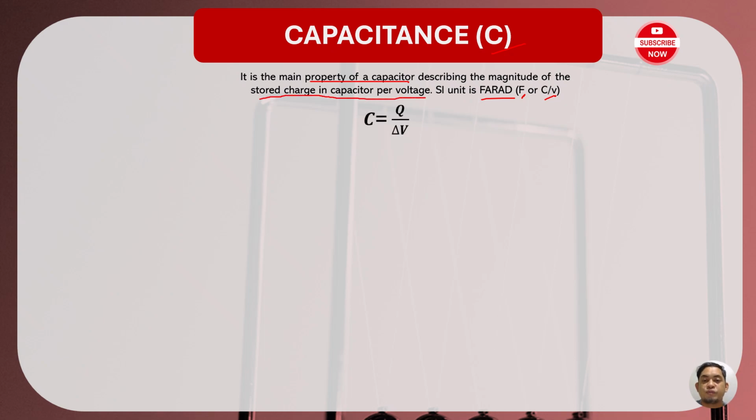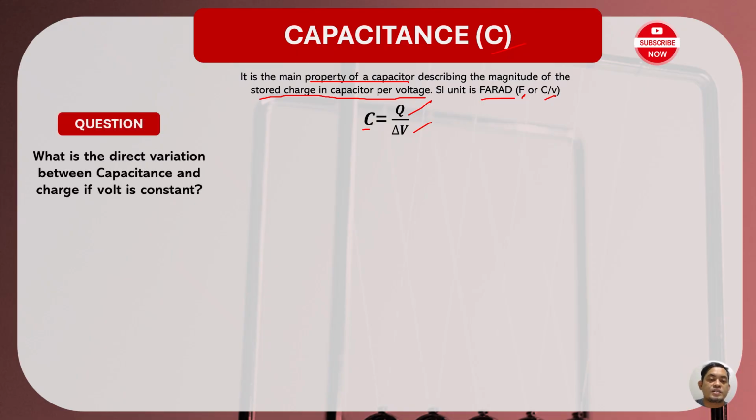So we can have this formula. Again, C is capacitance, and it equals the stored charge in a capacitor over voltage. So this is a very simple formula to figure out the capacitance.